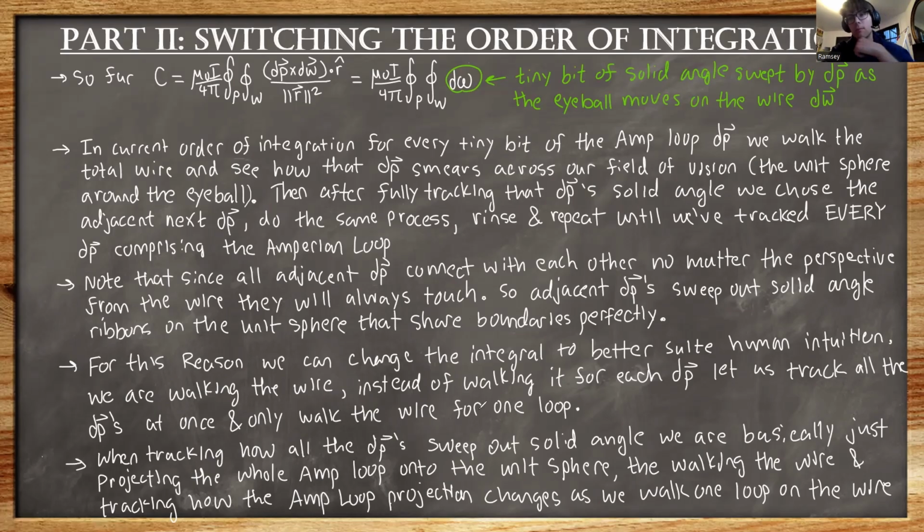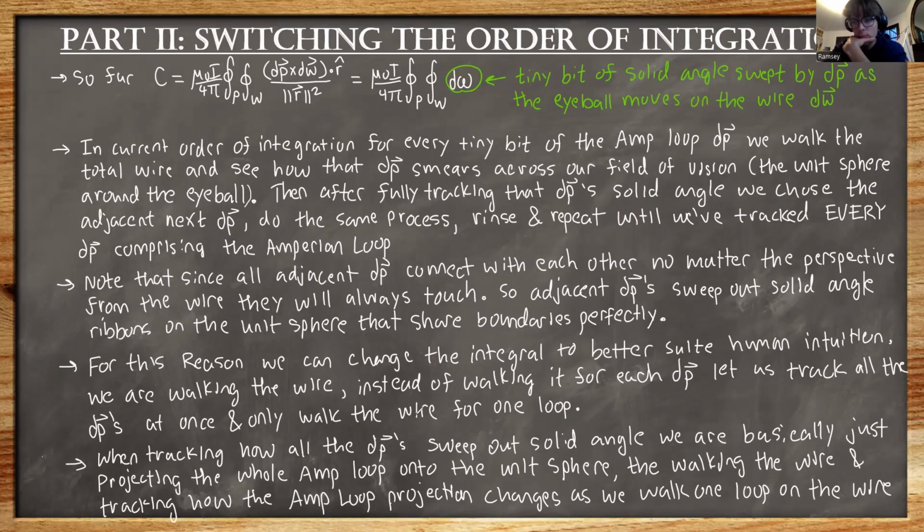I wish I had a visual for this, but because the adjacent dps are touching, the ribbons they sweep out will also be touching on one boundary, right? Mm-hmm. And so for this reason, we can change the integral to better suit our intuition. Instead of walking the wire for every DP, let's just track all the DPs at once and just walk the wire once. Okay. So if you track all the DPs at once, they're all connected, right?